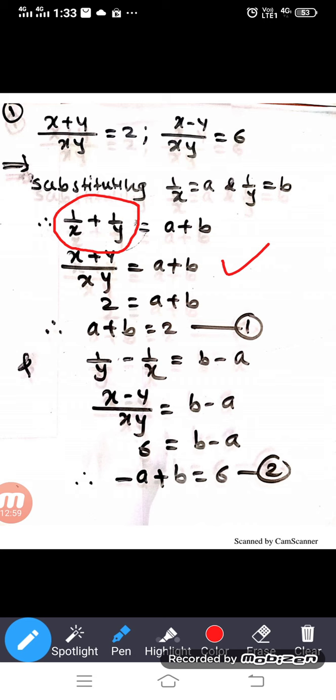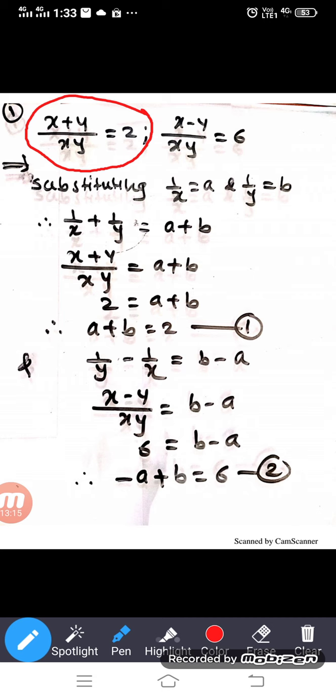Here y into 1 is the y plus x into 1 is the x, then we get x plus y. At denominator x into y is the xy, then a plus b. Observe the given equation: x plus y upon xy is equal to 2, and here x plus y upon xy is the same. Its value is 2. Therefore, a plus b is equal to 2. Then we get the first equation a plus b is equal to 2.